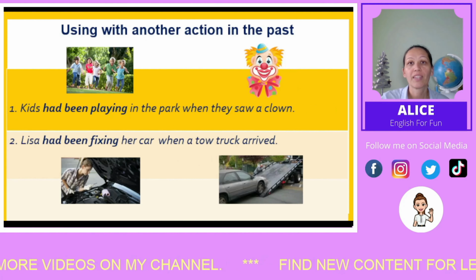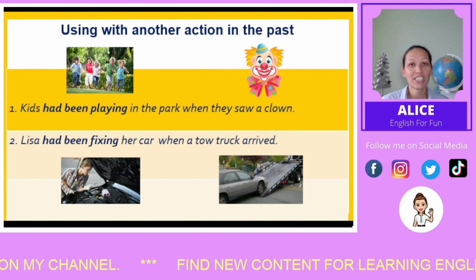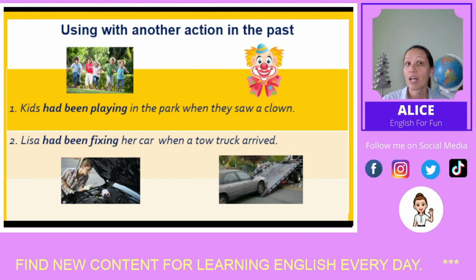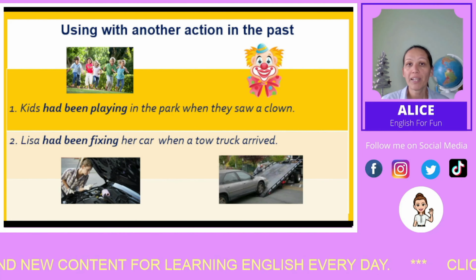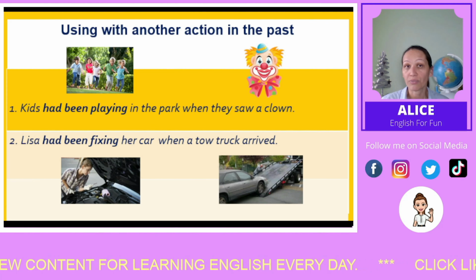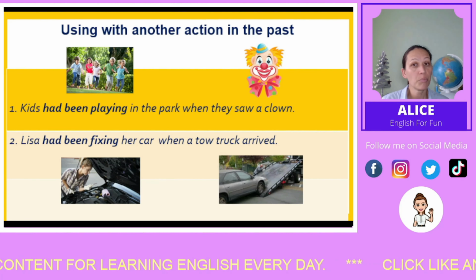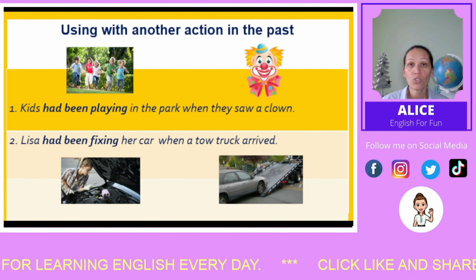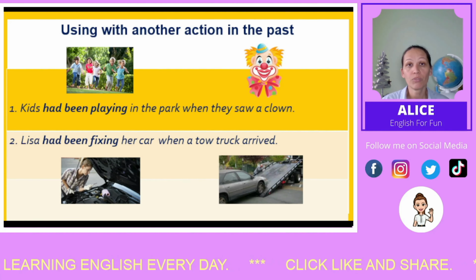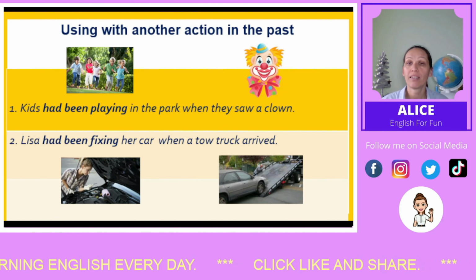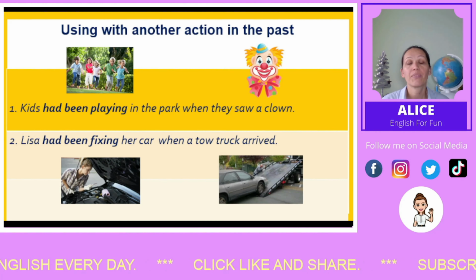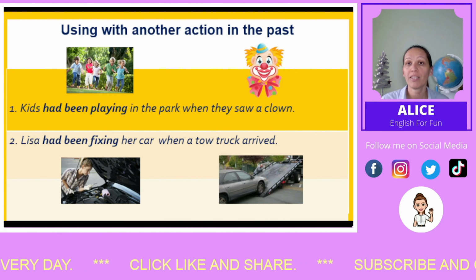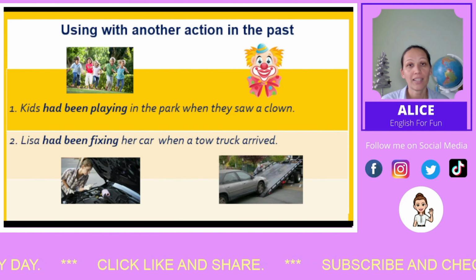Let's move on. Here we've got two examples of sentences where we use past perfect continuous with another action. Number 1. Kids had been playing in the park when they saw a clown. Here we would like to show that when kids saw a clown, they already had been playing in the park for a certain time. We don't know exactly for how long they had been playing, but they already had been playing in the park when they saw a clown.